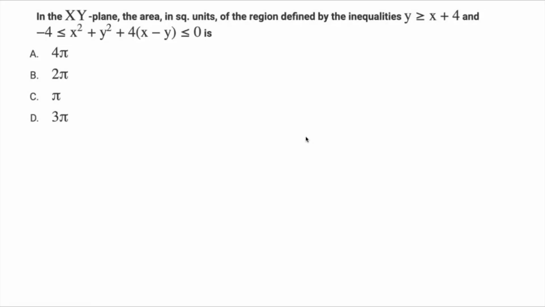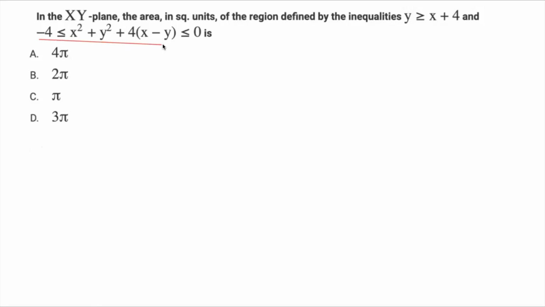Alright guys, this is one very beautiful question from CAT 24, the first slot. One of my personal favorite questions because a lot of concepts are involved here. So let's see. In the xy plane, the area in square units of the region defined by the inequalities y ≥ x + 4 and −4 ≤ x² + y² + 4x − y ≤ 0 is.